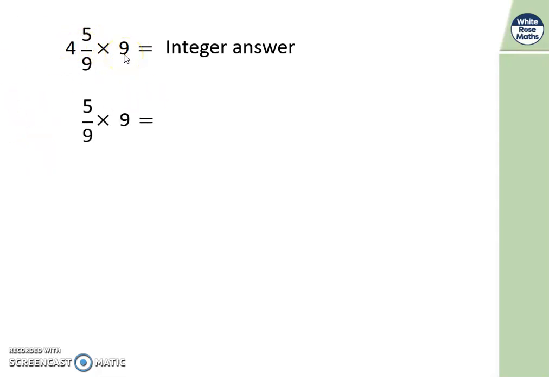4 times 9, I'm going to do that bit, which is 36. Let's look at this part then. It's the part here that makes me understand why I've got an integer. Because 9 is a multiple of 9, then anything I multiply it by will give me a multiple of 9. So 5 times 9 is 45. How many 9s go into 45? 5 of them, which is a whole number. 4 times 9 is 36. Add this 5 is 41, and 41 is an integer or whole number.